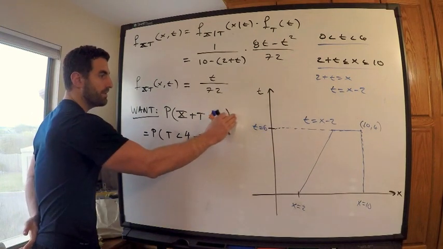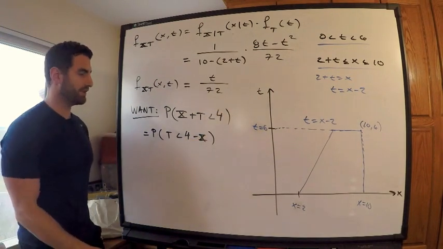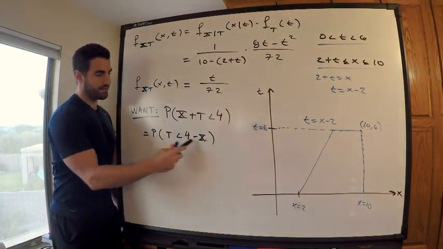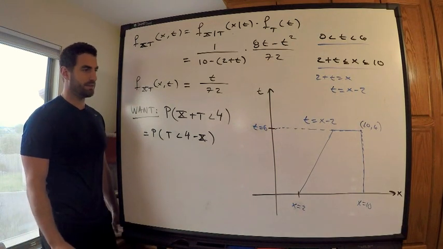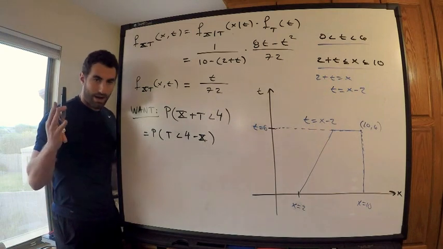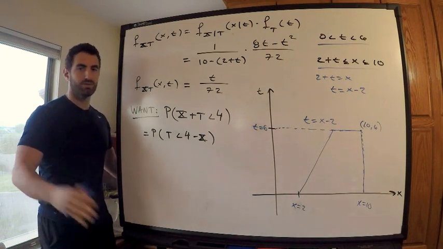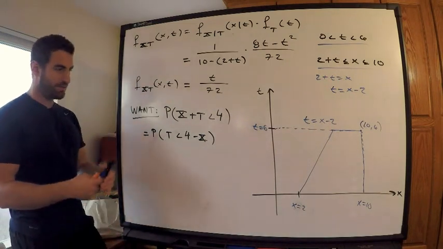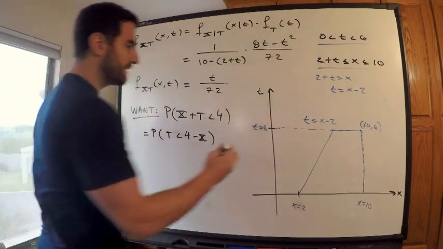So, for this situation, I want to graph this line. T is less than 4 minus x. So what does that look like? You can just think of t as like y. It's like y is less than 4 minus x. So just drawing a linear inequality. That shouldn't be too bad for you at this stage in the game.